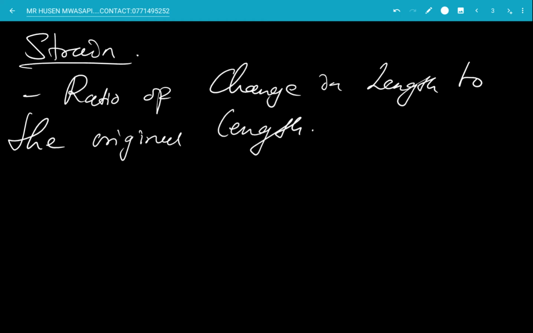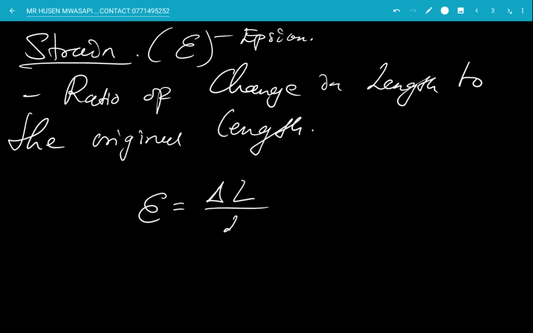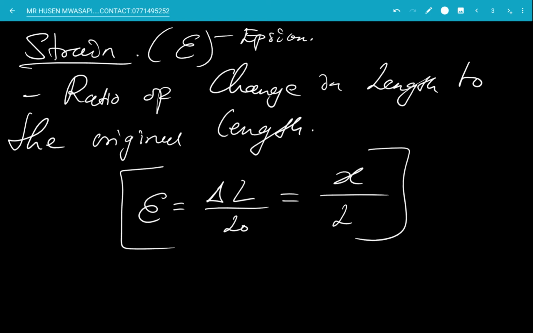Now, strain is symbolized with an epsilon. So this symbol is what we call epsilon. Like that. Alright, so with this in mind, the formula for strain is given as epsilon is equal to the change in length over initial length. Now, the change in length, remember, is extension, and the initial length is just the length. So let's not forget that.